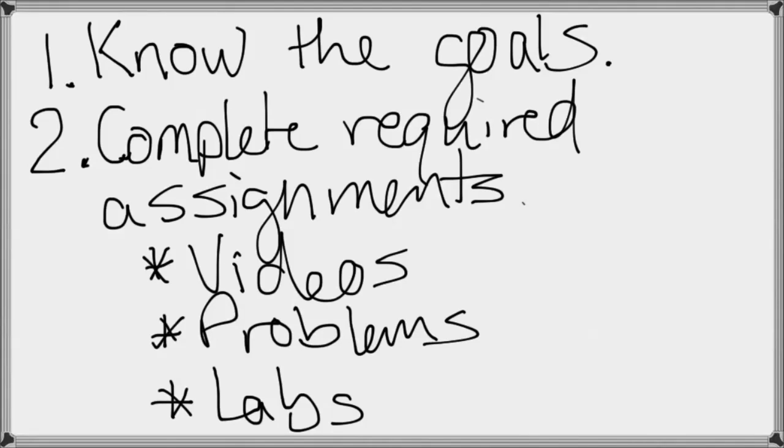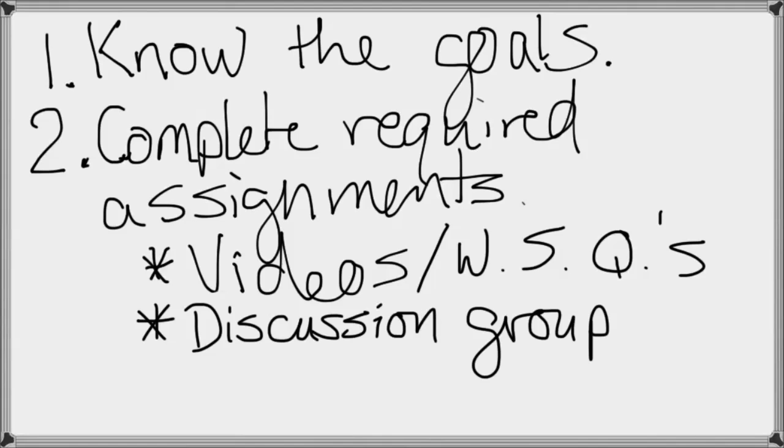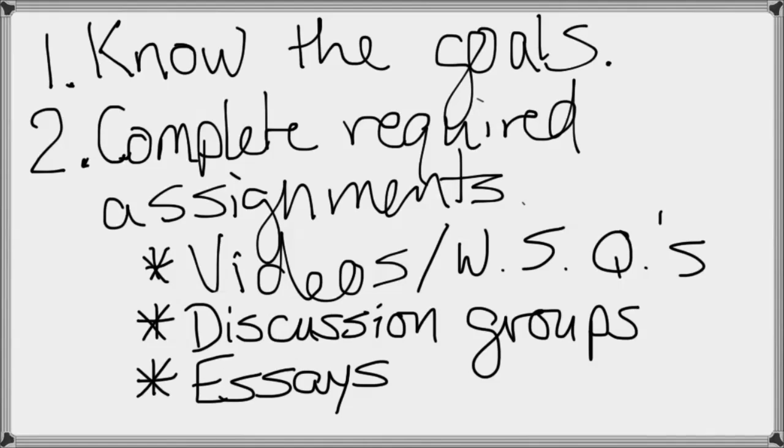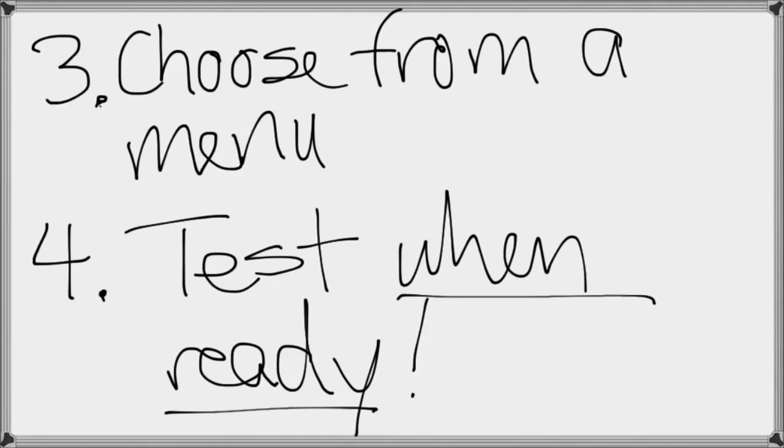If you're in my science classes, that means watching some videos, working on some problems, and doing some labs. If you're in my theology course, you watch the videos and do what's called a WSQ, which another teacher developed, Crystal Kirsch. A WSQ helps you process the video. Then you participate in discussion groups and do essays. After you do the required assignments, you are allowed to choose from a menu of assignments that continue to help you learn and master the learning objectives. Finally, once you feel as if you've mastered the objectives, you take the final assessment.